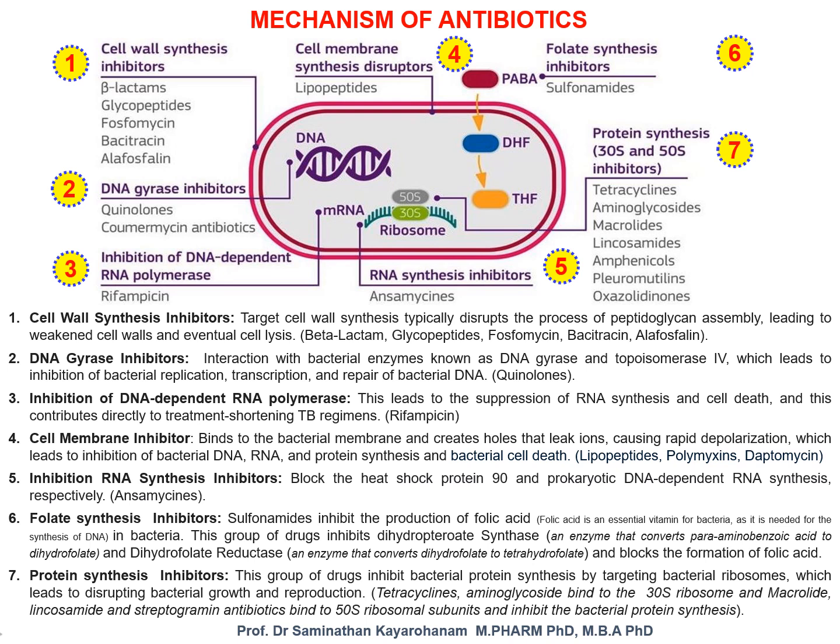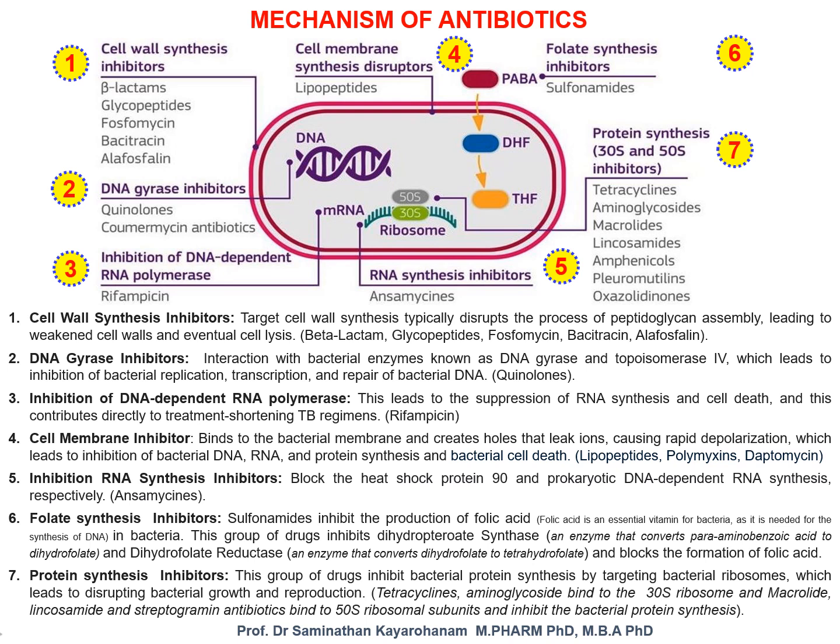Number 2. DNA gyrase inhibitors. They interact with bacterial enzymes known as DNA gyrase and topoisomerase IV, which leads to inhibition of bacterial replication, transcription, and repair of bacterial DNA. Example: quinolones.